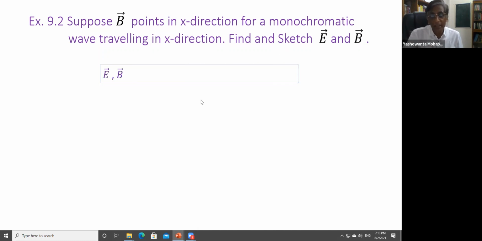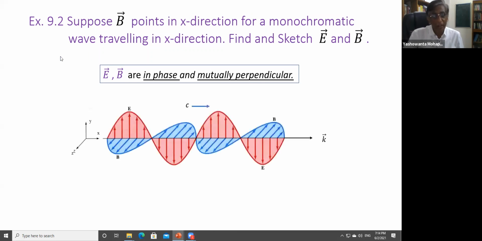Okay, so in this case, it is given that B is pointing in X direction, which means the wave is traveling in X direction, and we know that E and B are in phase and mutually perpendicular. That's enough now to be able to write it down if it's in free space. So let's look at how it is going. So suppose B is pointing in Z, the wave is actually traveling in Z direction.